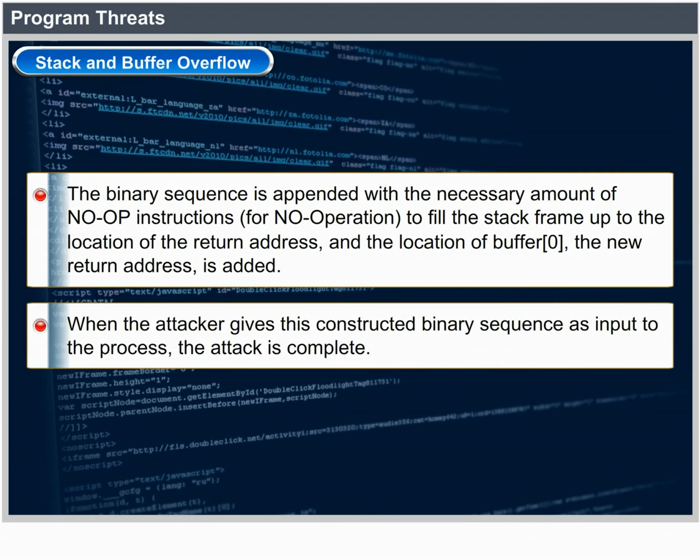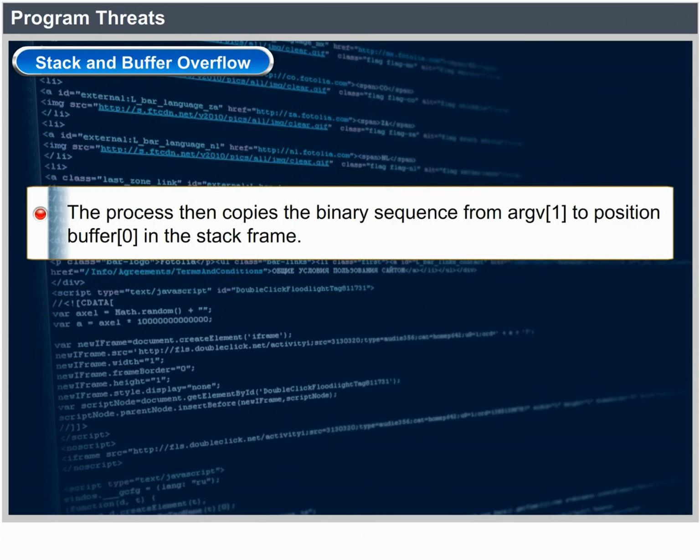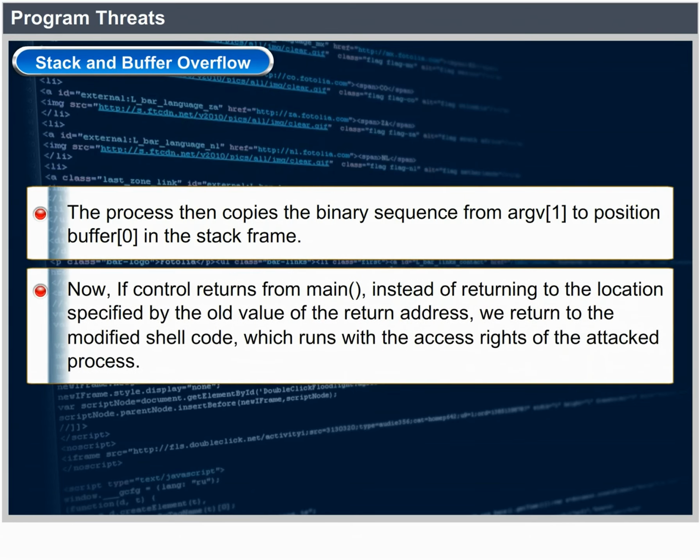The process then copies the binary sequence from argv[1] to position buffer[0] in the stack frame. Now, when control returns from the main function, instead of returning to the location specified by the old value of the return address, we return to the modified shell code, which runs with the access rights of the attacked process. The figure above in B contains the modified shell code.